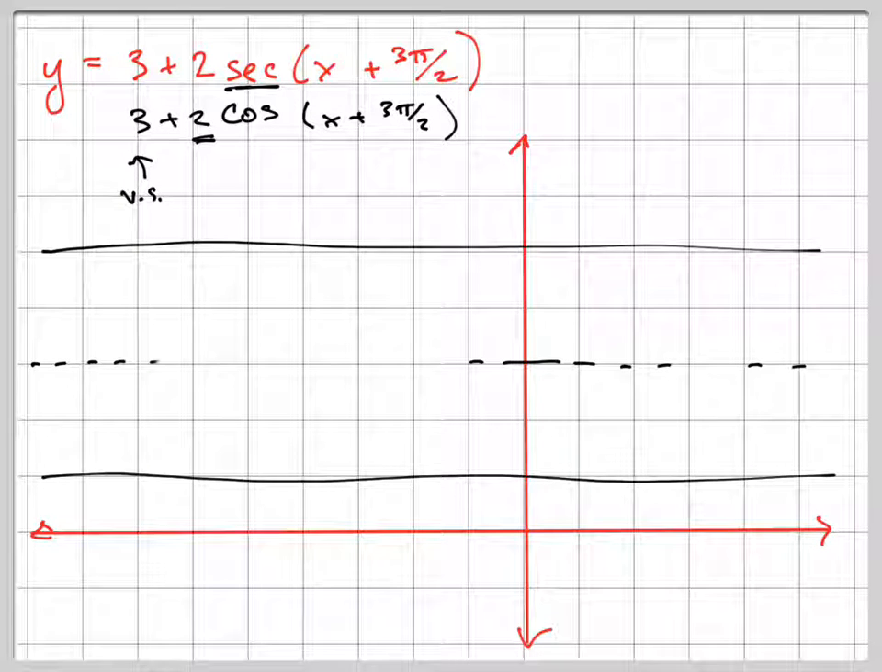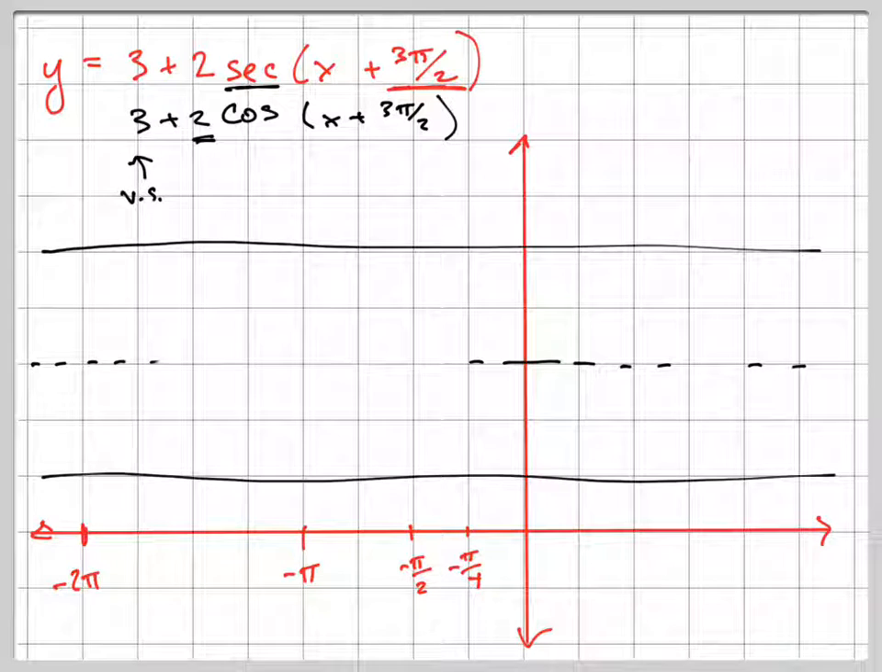Since this is in pi over 2s, let's call this negative pi over 4, so this is negative pi over 2, and this is negative pi. 1, 2, 3, 4, 1, 2, 3, 4, and this is negative 2 pi. Got it? So that means this is positive pi over 2, and this is positive pi. I'm trying to figure out what this shift is going to look like.